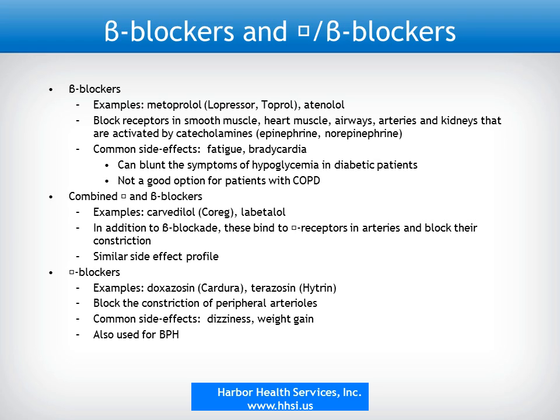Combined alpha and beta blockers, examples of that are carvedilol, labetalol. In addition to everything that the beta blockers do, they bind to the alpha receptors in arteries and block constriction. They have a similar side effect profile. And then there's strict alpha blockers such as doxazosin and terazosin. Again, they block the constriction of peripheral arterioles. Side effects include dizziness and weight gain. Dizziness is a pretty common side effect. These are also used for BPH.